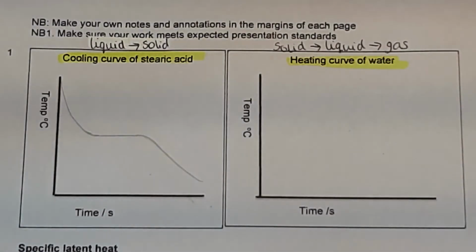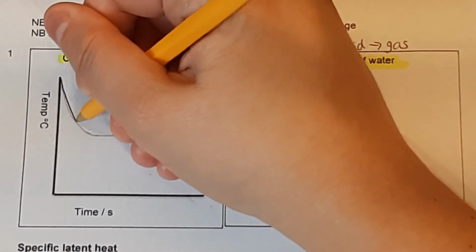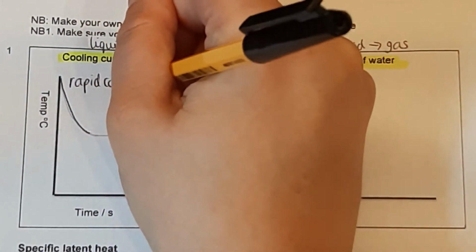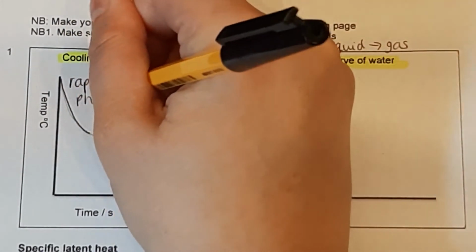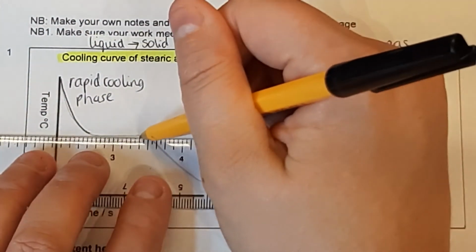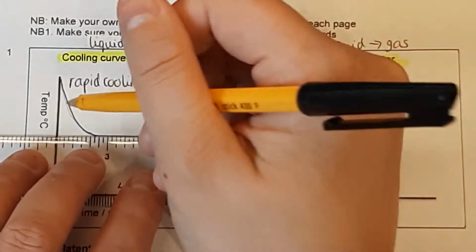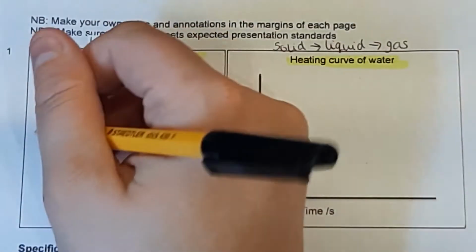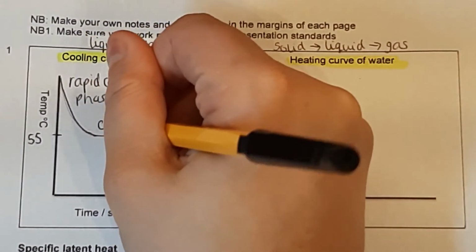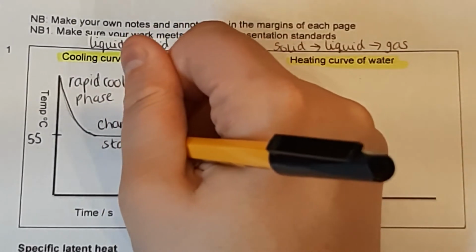So this would be the cooling curve of stearic acid. We have quite a rapid cooling phase, and we can label that, rapid cooling phase. Then we have this straight section here, and hopefully you've identified that what's happening here is a change of state, and that happens at around about 55 degrees Celsius. So we're changing state here from liquid to solid.